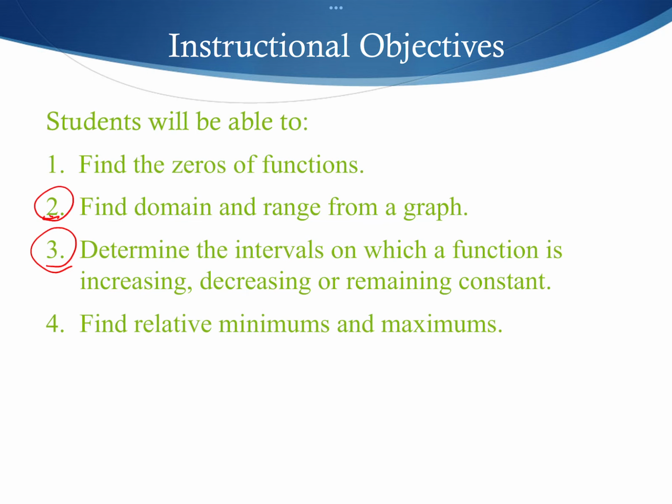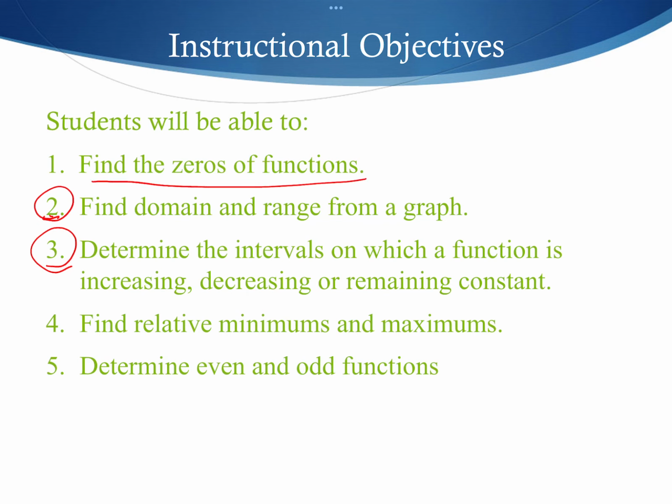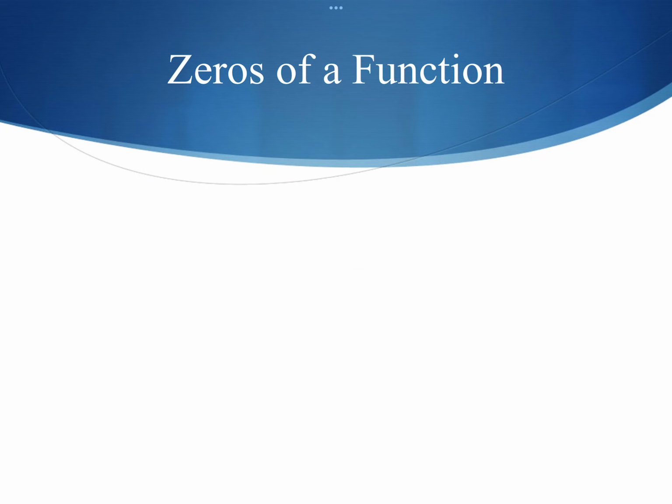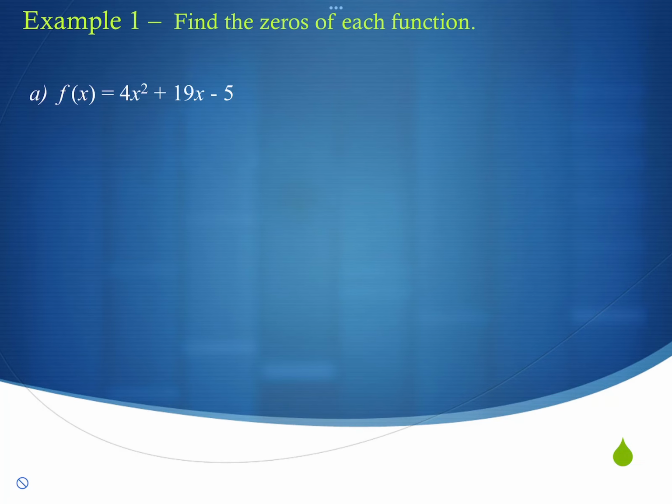The zeros, this part, the number 1 up here, the zeros and the even and odd functions we will do next time. 4 isn't even in this section. I needed to get rid of that for our objectives. So we're going to start, we're going to skip the zeros part. So skip in your notes to where the graphs are, at the bottom of the first page of your notes.